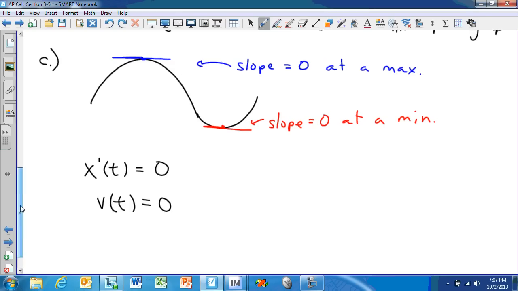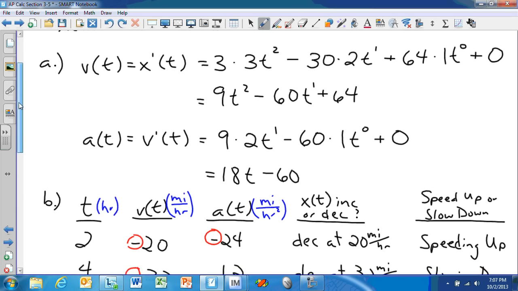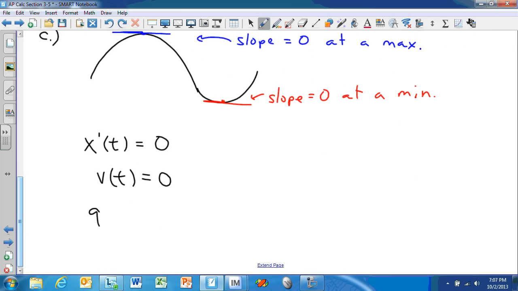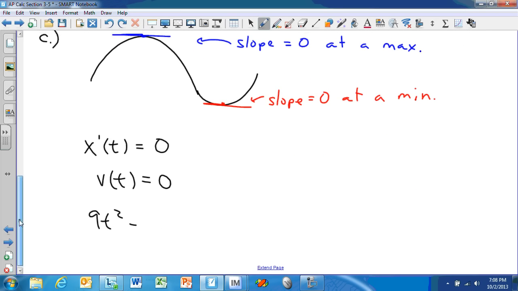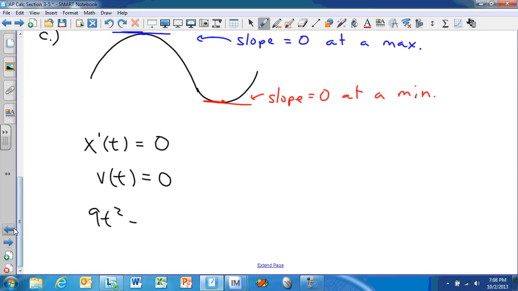So let's take our velocity function that we calculated up here, which was 9t squared minus 60t plus 64. 9t squared minus 60t plus 64. And we want to set that equal to 0. Now you can find that solution many different ways. I'm going to go to the graph to find out where that velocity function hits 0.